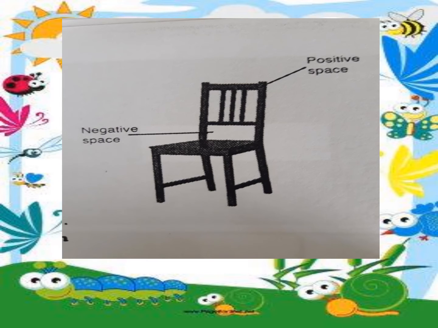So, itong tinuturo dito sa picture is a positive space. Yung negative space, ito yung walang laman. Ayan. Yan yung nakikita. Kapag sinabing positive space, ito siya, yung mismong upuan. Ayan. Ang negative space, yung around ng chair. Ayan.